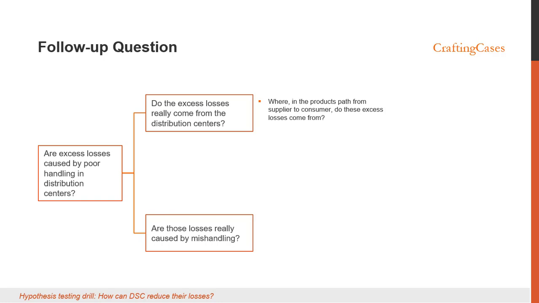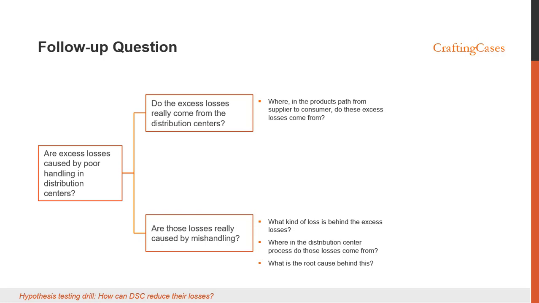To find out if they're really caused by mishandling, first, I'd need to know what kind of loss is behind the excess losses. Are they caused by expired products? Are those products going missing, or are those products damaged? Number two, where in the distribution center process do these losses come from? From supplier to leaving the distribution center to the store, there are several steps in the distribution center process. I want to know where it is, and then I want to investigate that step of the process to figure out what exactly is behind that.